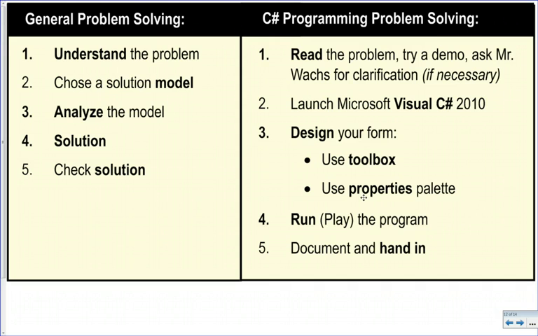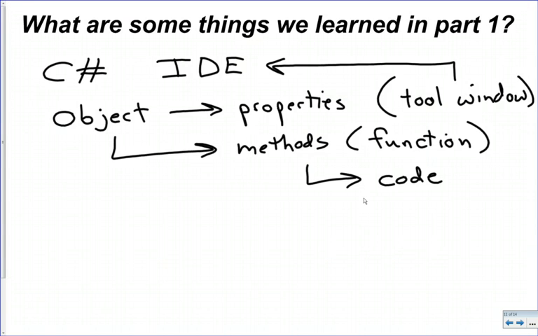Then your model was C#, okay? And then for using the model, you did your design using the toolbox and the properties window. That's really all you needed to do. Then to actually check it, you'd run the program, and then you'd hand it in, right? That's the check part. So that's the 5 steps for that particular problem. But now we move into the next phase, into adding functionality, it being able to do something, to our designs.